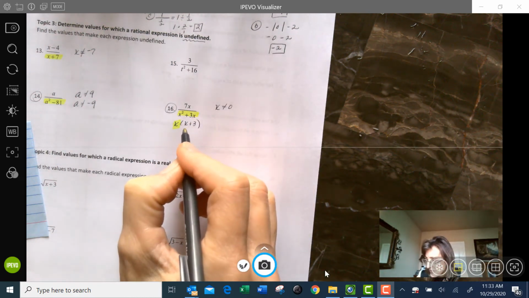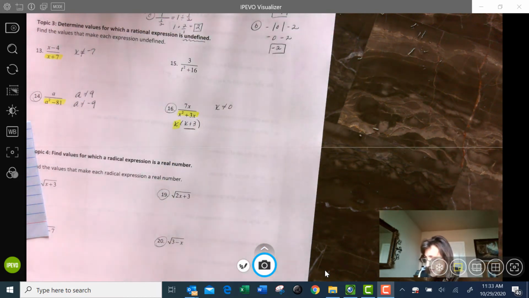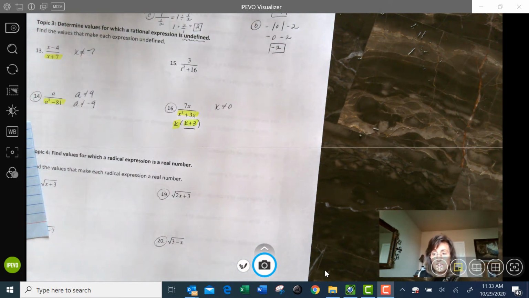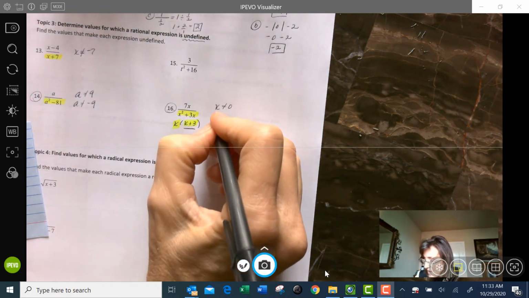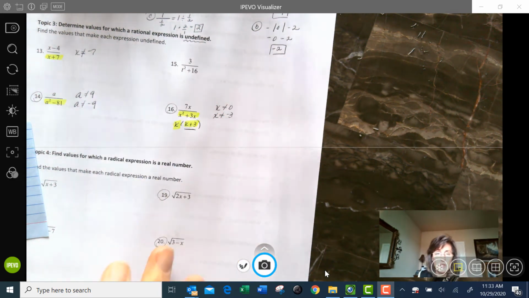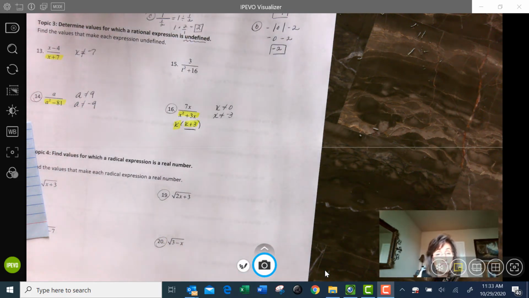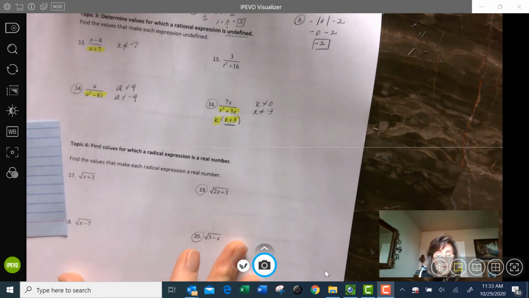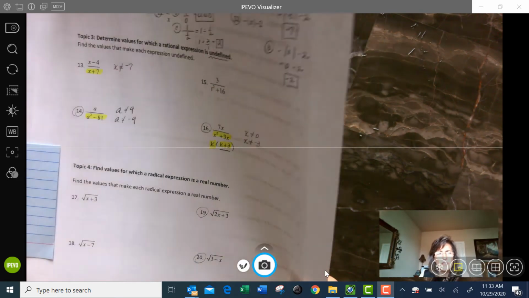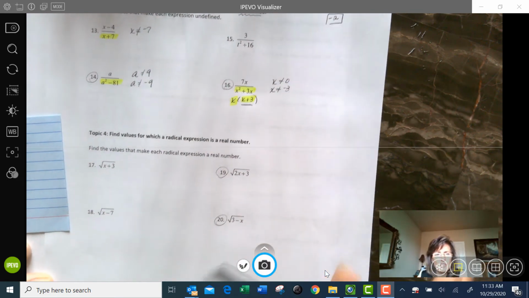Then in the parentheses, the x plus 3, if I selected the x value of negative 3, negative 3 plus 3 would be 0, and again the bottom of the fraction would equal 0, making the rational undefined. So you're looking for the values you better not put into the fraction, the values that make the bottom, or the denominator, equal 0. Now, 13 through 16 were all rationals or fractions.